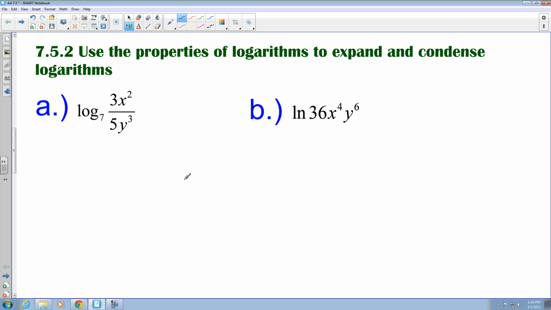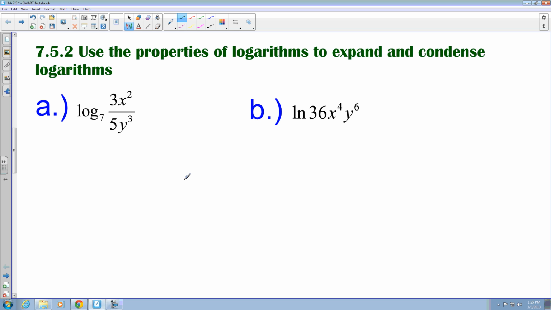And other examples that they're going to want us to do is use those same properties to help us either expand or condense logarithms. Expanding logarithms is being able to take several logarithms and expand them out. Condensing them means that you have an expanded formula and you're doing the reverse of it. So I'll show you how that works.